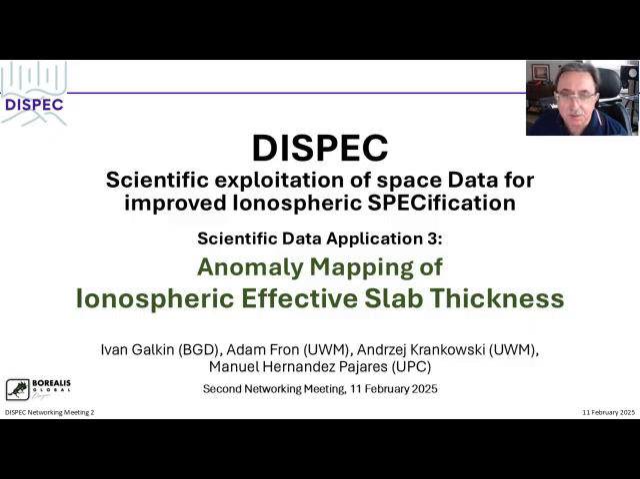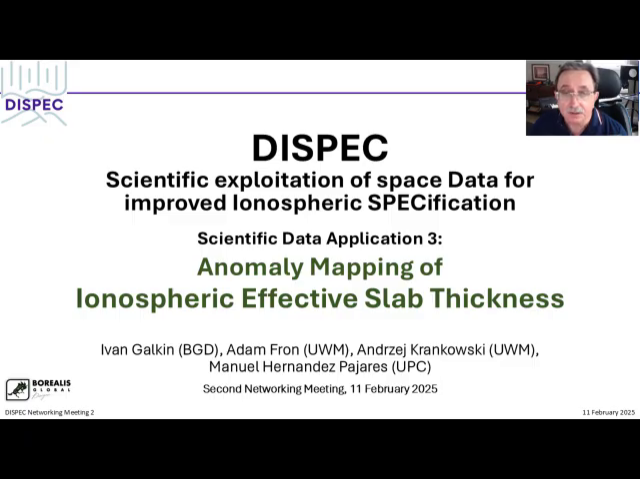DISPEC project is about improvements to the science data quality of ionospheric specification. I will be discussing one of the scientific data applications of DISPEC. Number 3, anomaly mapping of the ionospheric effective slab thickness.